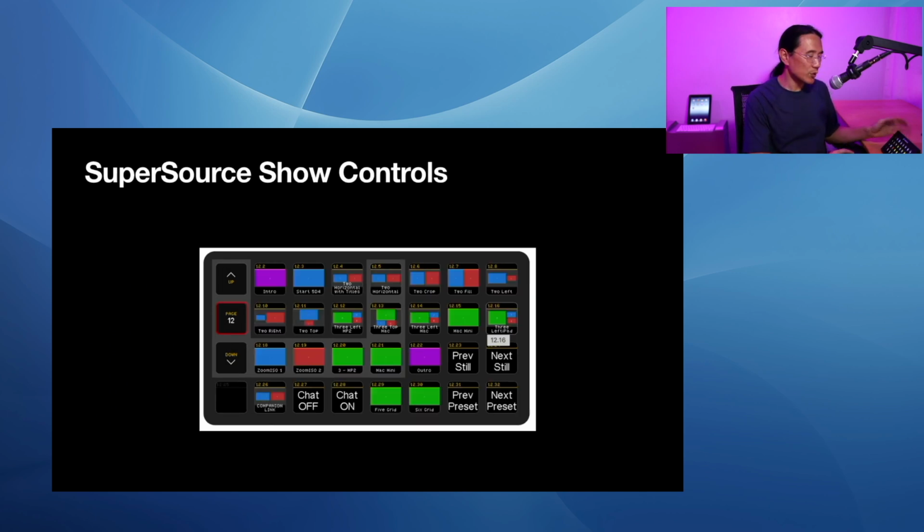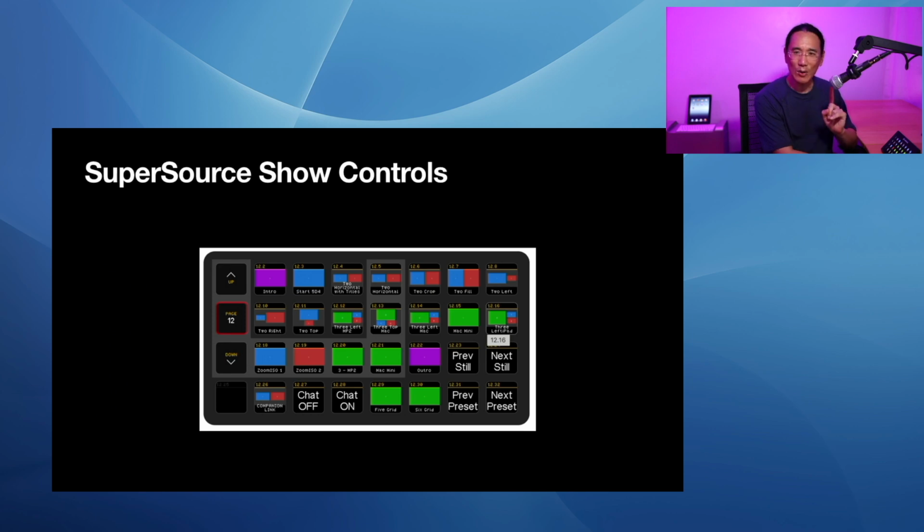SuperSource show controls. This layout is what I use when I run shows. I basically set out how I want my show to run, and I just go through each of those presets. Like intro, start the camera on me, and then I might go to a 2-up with lower thirds, and then go back to the 2-up, a 2 crop. I might want to switch presets with these 2 buttons down here.